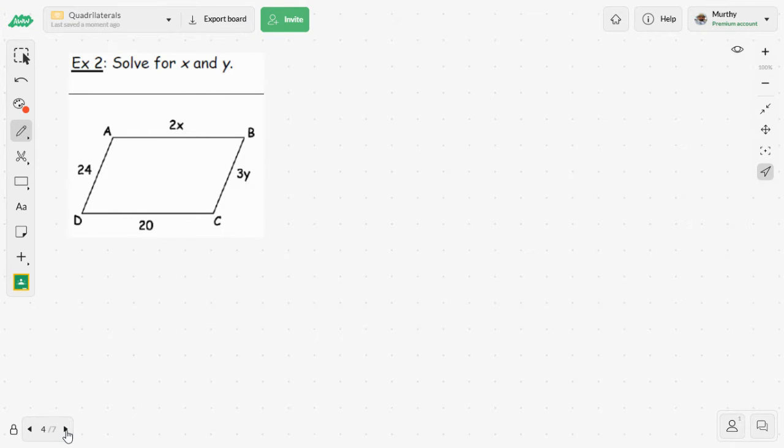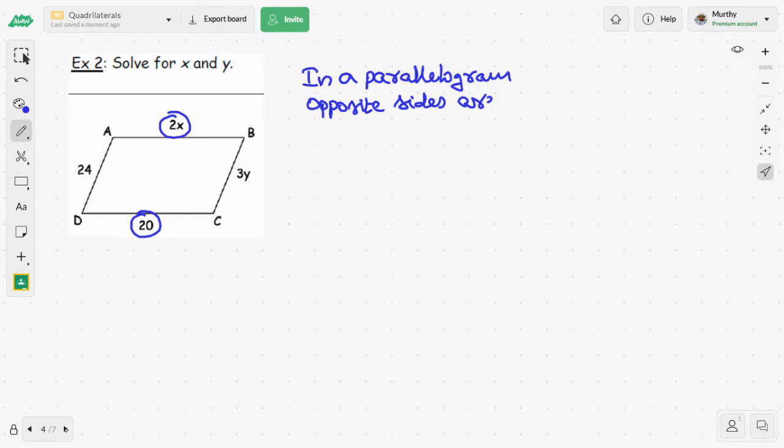Okay, so I see that you are asked to find the value of x and y. So here 2x is given and here 20 is given. We know that in a parallelogram, let me write the property first. In a parallelogram, opposite sides are equal. Therefore, here I see that AB and DC, these two are equal. Let me write that AB equals CD. Please remember, in a parallelogram, opposite sides are equal. Therefore, 2x equals 20.